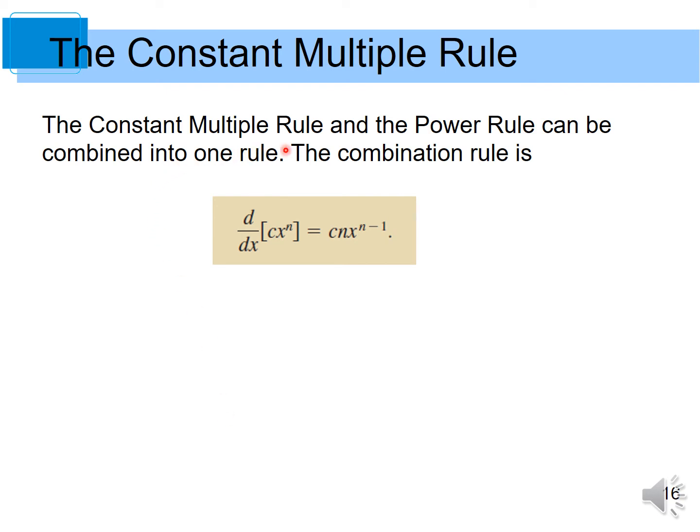The constant multiple rule and the power rule can be combined into one rule. The combination rule is: the derivative of c x to the power of n with respect to x is equal to c n x to the power of n minus 1.